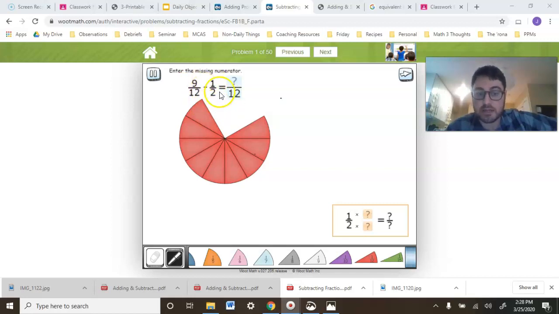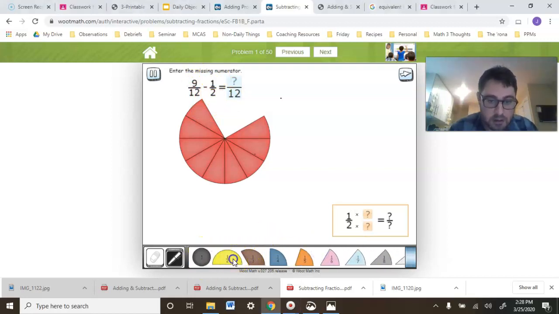So now I need to subtract. I'm taking away 1/2. Now, if I find 1/2, I can go right up here and I can fit it right on. That's the amount that I need to take away.